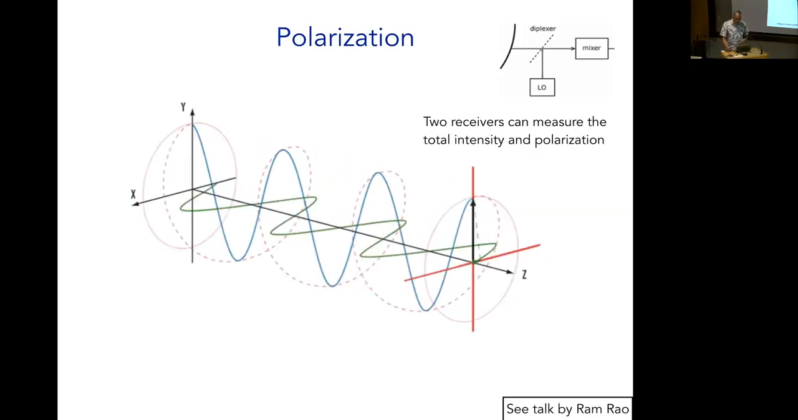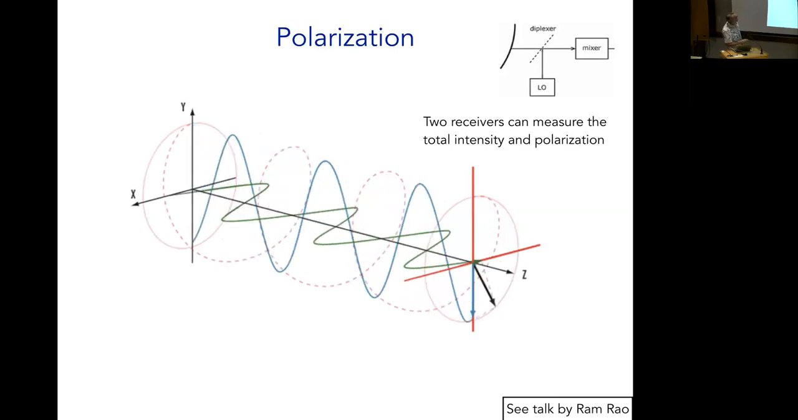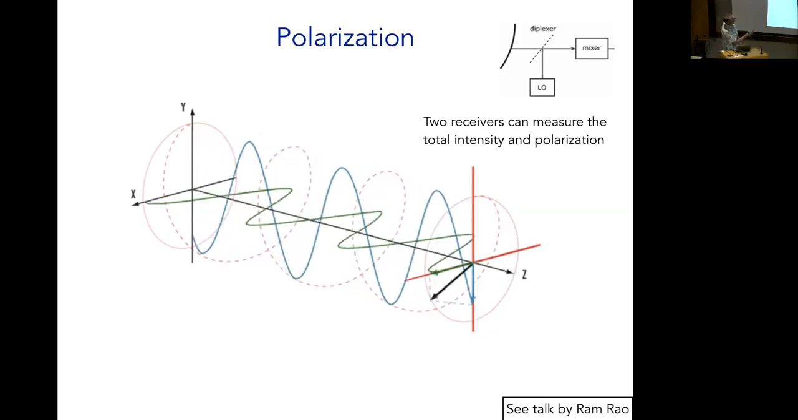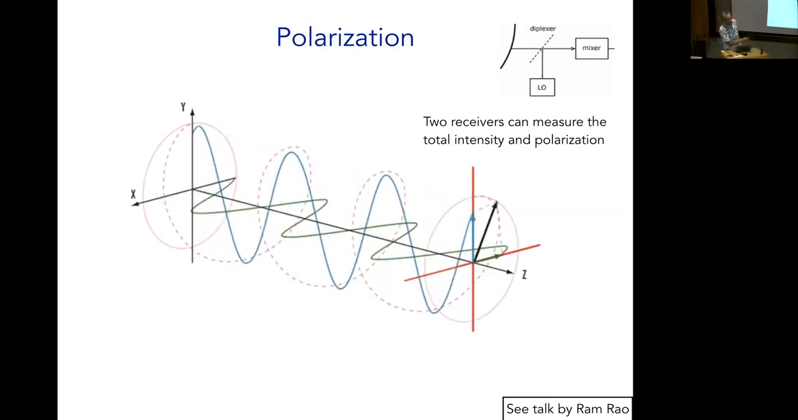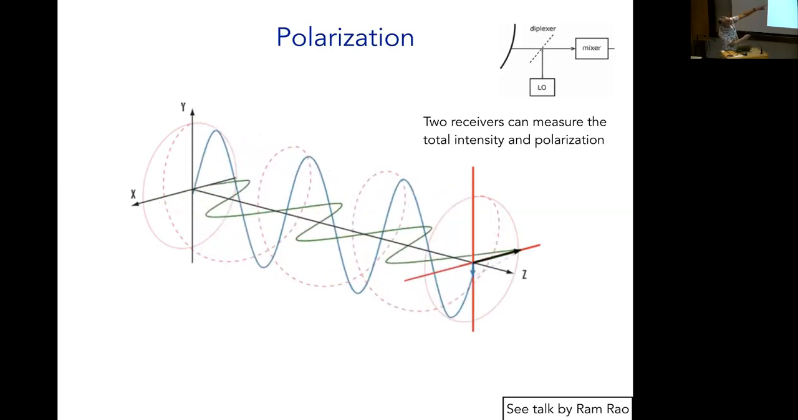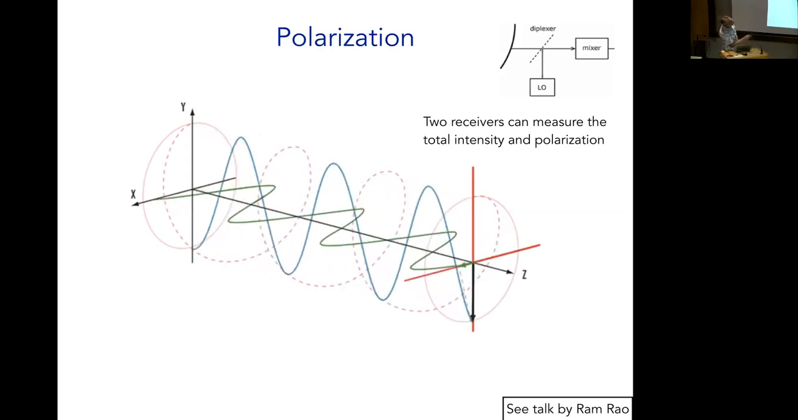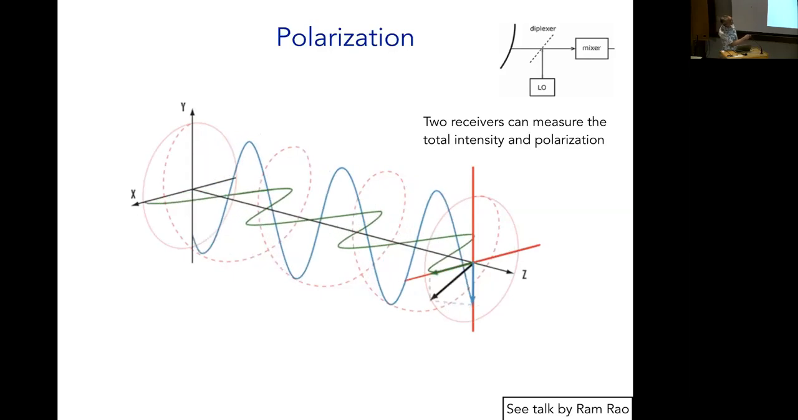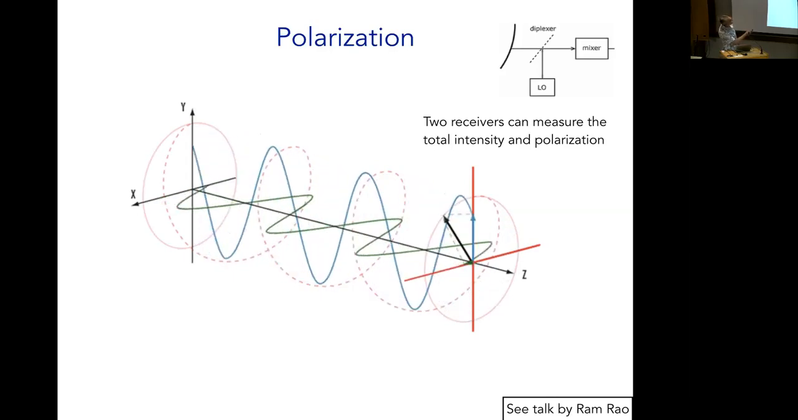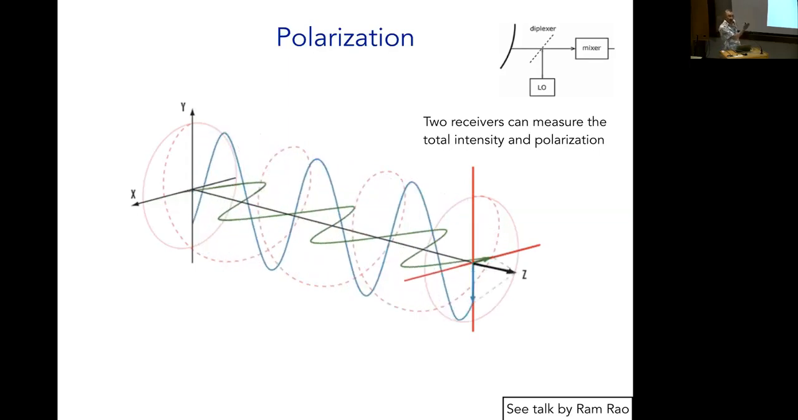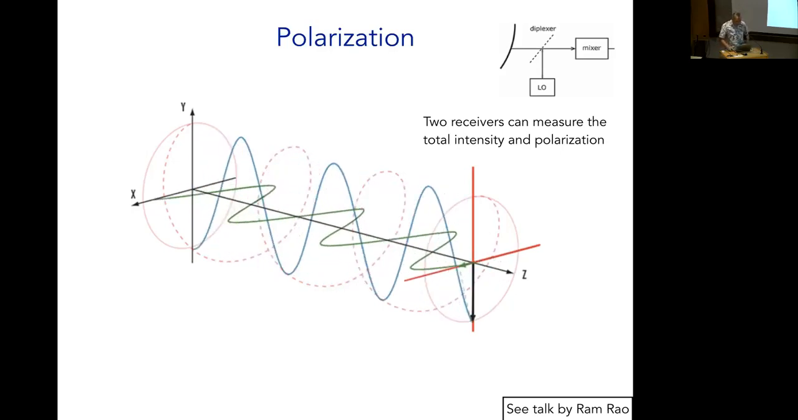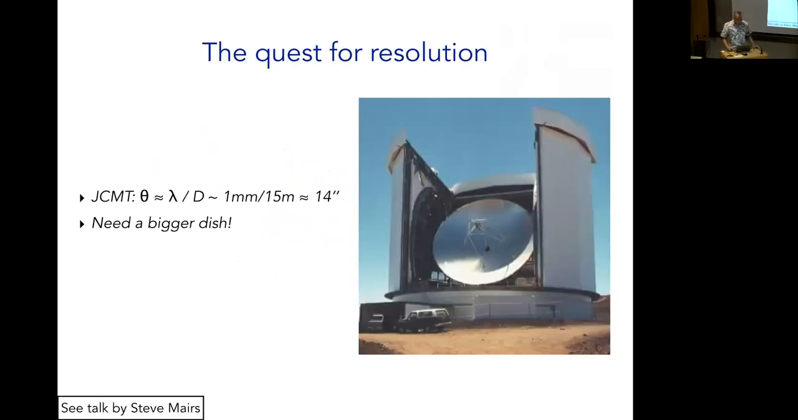If you want to measure polarization, you need two antennas or two receivers. And Ram will talk a lot more about this. Here's a circularly polarized wave, so it has components in both directions, and you could measure it with two orthogonally oriented antennas or two orthogonally oriented receivers with diplexers in different directions. In this case it's circularly polarized, but even a linearly polarized wave would have components in the two directions, and you could backtrack from that to get the angle of polarization and the degree of polarization. Okay, so that's a very brief introduction to the radiation.